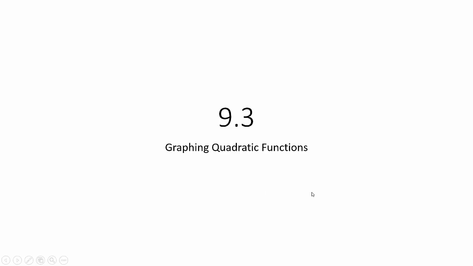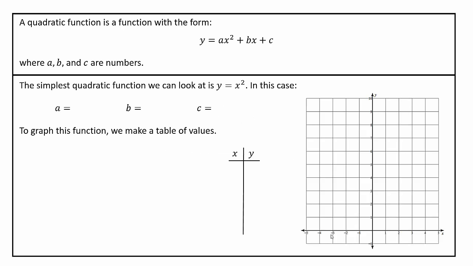Section 9.3, Graphing Quadratic Functions. So, a quadratic function is a function that follows the form y equals ax squared plus bx plus c, where a, b, and c would be numbers. And what this does is something very different than the equations we're used to.